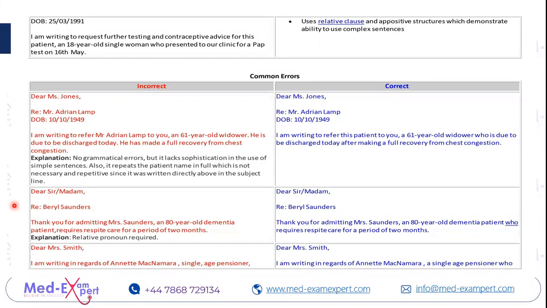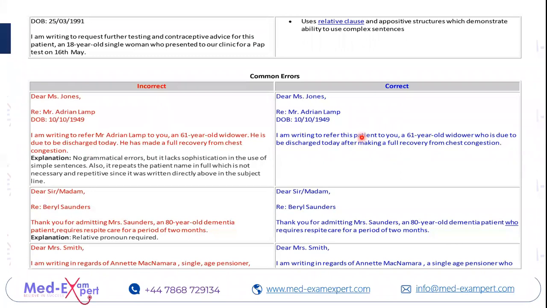Next we have some of the common errors which people usually make. "I'm writing to refer Mr. Andrian Lamb to you, a 61-year-old widower. He is due to be discharged today. He has made a full recovery from chest congestion." Then "I'm writing to refer this patient to you." So why I'm writing this? Because I've already written the full name here. Writing the full name in the introduction is not incorrect, but your sentences should be as short as possible.